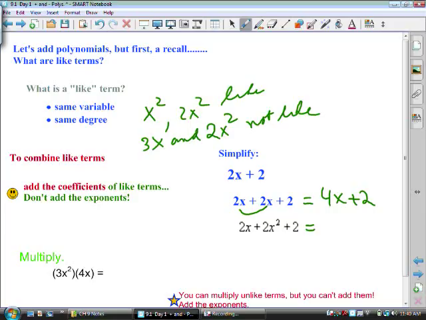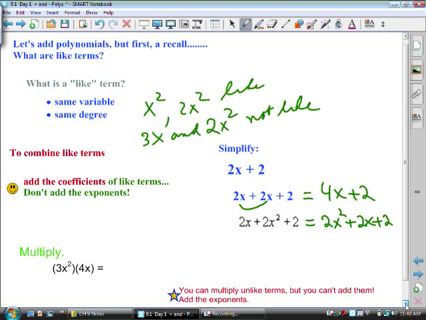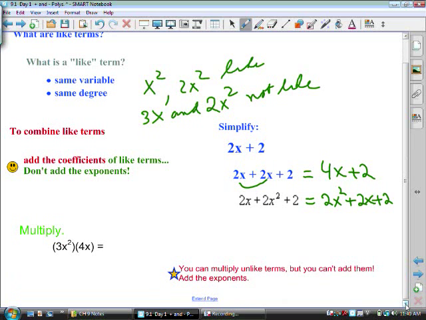I think you saw that on sheet 12.1 that I had you do. 2x plus 2x squared. All you could do is put the 2x squared first to put it in standard form. Nothing can be combined here because it's addition and they're not like terms, x squared and x. However, as we saw on sheet 12.1, even if they're not like terms, you can multiply. You may not be able to add or subtract them, but you can multiply them.